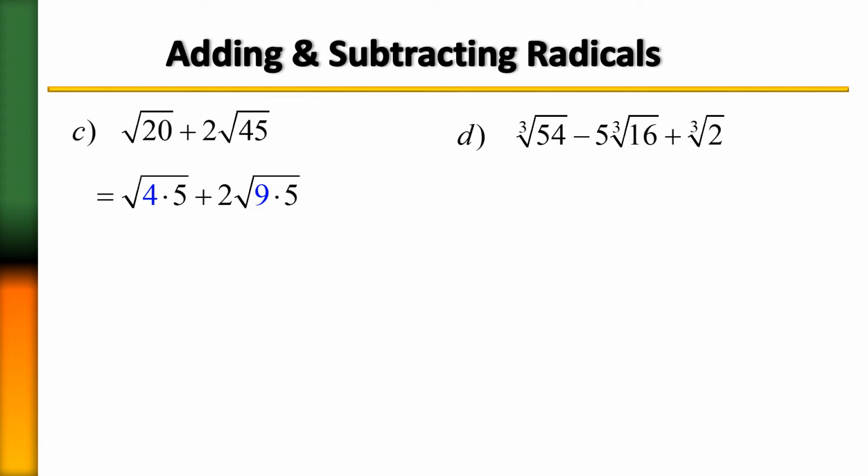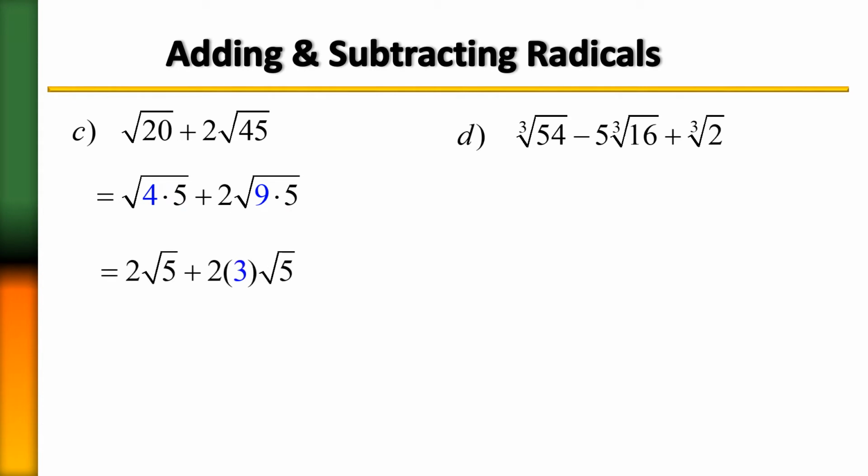So for the first term, the square root of 4 is 2. We bring the 2 out, and that's going to leave me with 2 radical 5. For the second term, the square root of 9 is 3. We bring the 3 out. It's going to multiply with 2 to give us 6. So then you'll have 6 radical 5. Now notice here that when you do that, the radicands of what's left over are the same. So they are like terms.